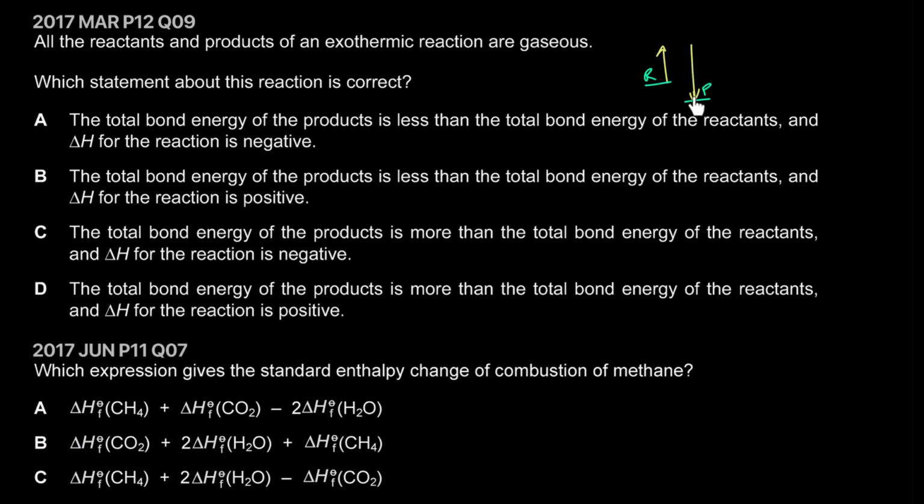The products are more stable, they're at a lower energy, and therefore they have stronger bonds. Or they have stronger bonds and therefore they're at a lower energy. That's why they're more stable. So the bond energy of the products is more than the bond energy of the reactants, and the delta H for the reaction is negative. So this describes an exothermic reaction.